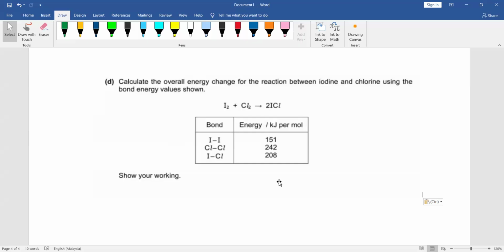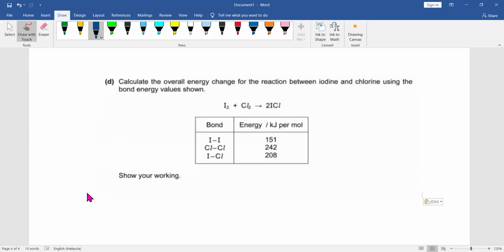So you're supposed to calculate the bond energy. You don't need to draw, just calculate the bond energy. In an exam, when you have a question and you don't know what to do, what do you do? You pretend you know what to do. So what you do is you pretend to write something, and something will come out.